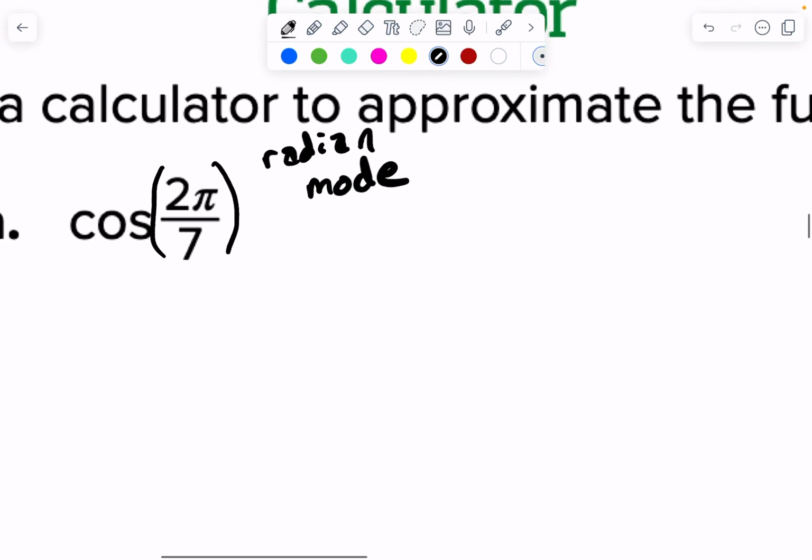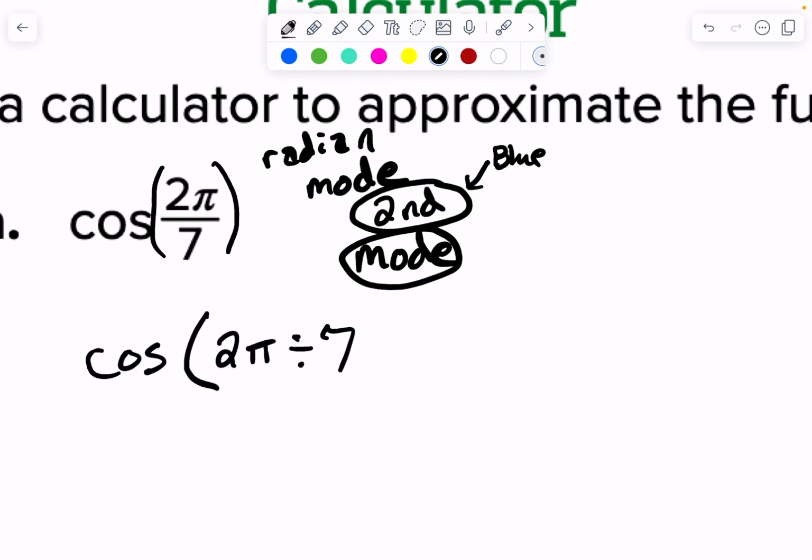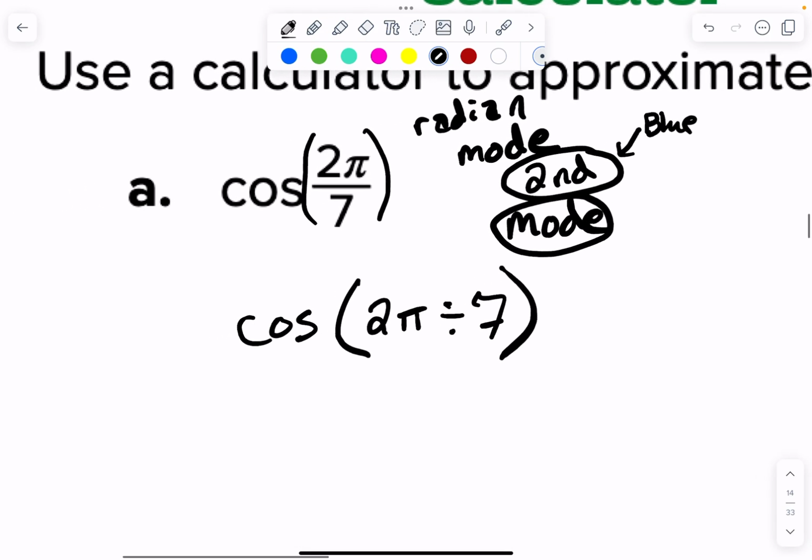Okay, so if you have a fancy calculator, like one of the graphing calculators, and you need to remember how to switch it, you go to the mode button, which is right below the blue second button. And then you go down as soon as you get to the mode screen, and you switch it from degrees to radians. You want to be in radian mode. And then all you have to do is type in cosine, open parentheses, 2 pi divided by 7.